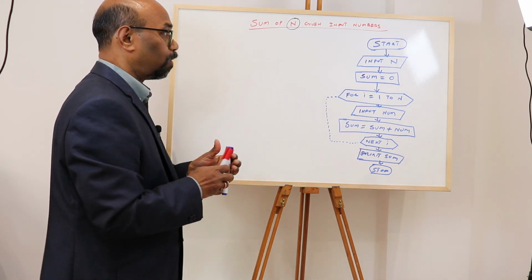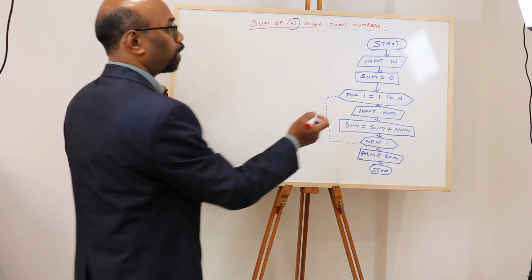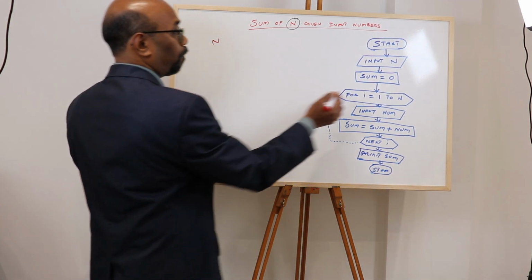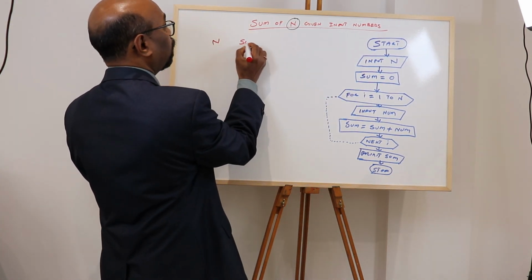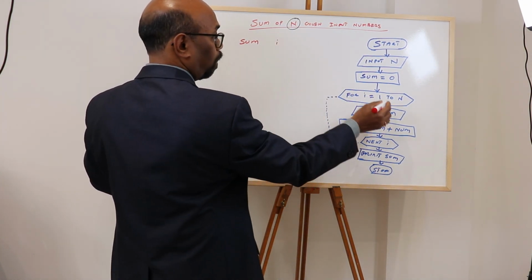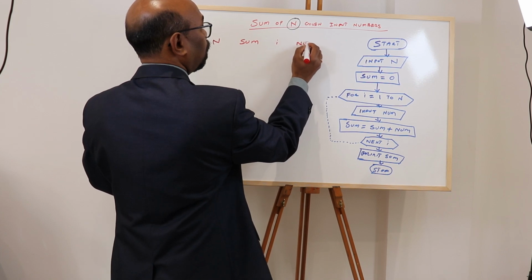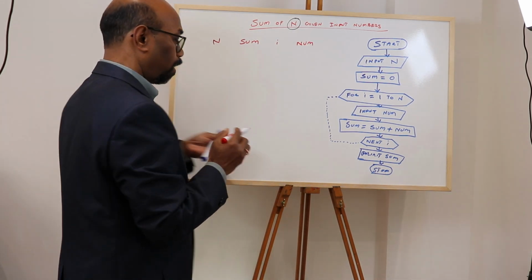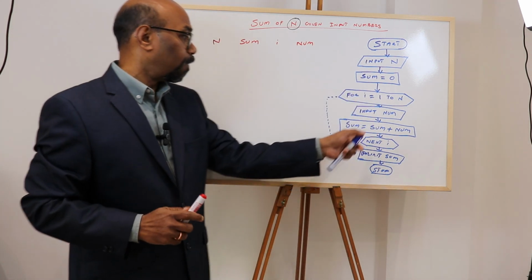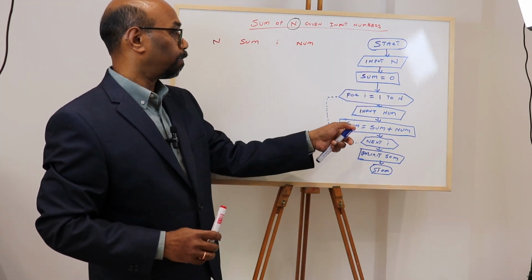So how many variables are we using here? Input n is our first variable. Sum is our second variable. I is our third variable. Number, which is num, is our fourth variable. The rest are the same. These are all the variables we use in this flowchart.